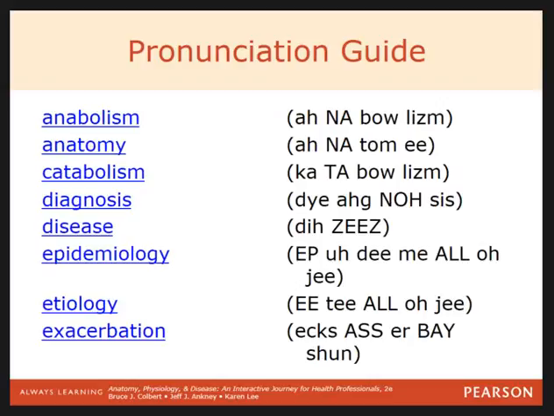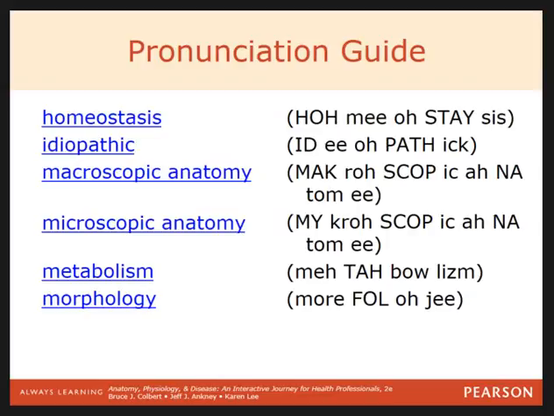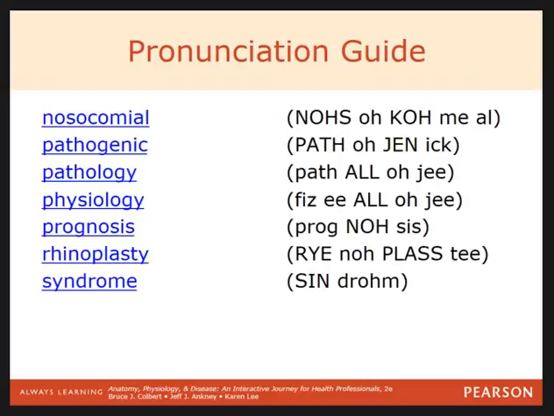I will go through these terms: anabolism, anatomy, catabolism, diagnosis, disease, epidemiology, etiology, exacerbation, homeostasis, idiopathic, macroscopic anatomy, microscopic anatomy, metabolism, morphology, nosocomial, pathogenic, pathology, physiology, prognosis, rhinoplasty, and syndrome.